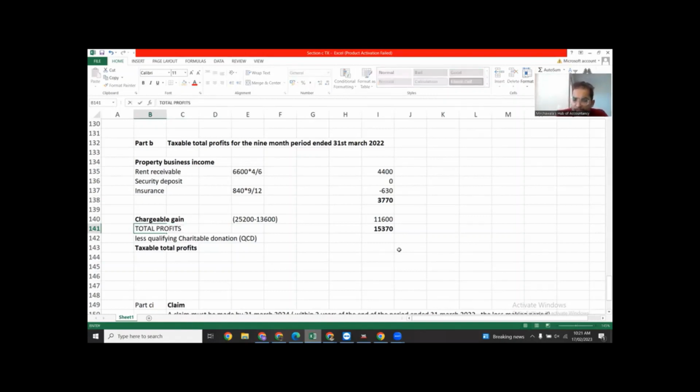Okay. Now from total profit, you deduct QCD. In this question, I think QCD was 3,400. So now let's calculate the TTP. 11970. So my dear students, that's the end of part B. So you have done major 2 parts.